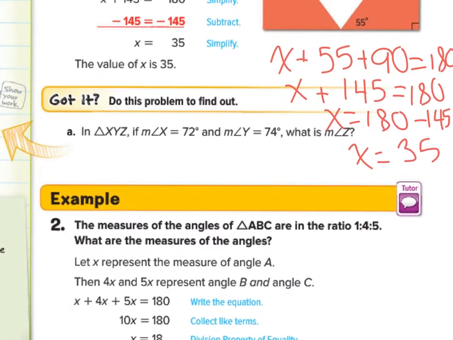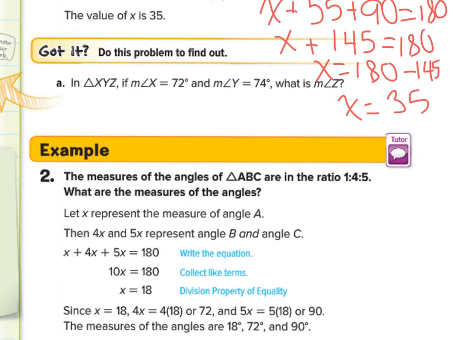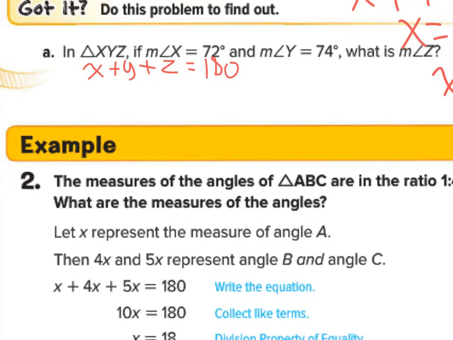If you think you got it, solve for triangle XYZ. If the measure of angle x is 72 and the measure of angle y is 74, what is the measure of angle z? Go ahead and pause the video and try it now. Pause. I hope you paused the video.